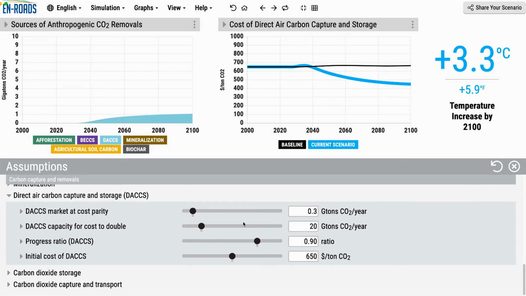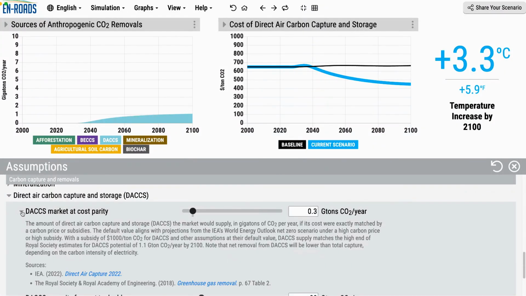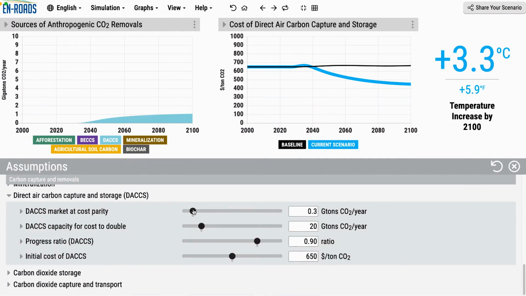The other way to imagine more growth and cheaper or more growth is a different estimate of the DACCS market at cost parity. As you can see in the assumptions, we have calibrated this to match the IEA's World Energy Outlook Net Zero scenario. That is, when the subsidy equals the cost, then you get the IEA's scenario for growth. This could be higher. So you could explore assumptions where this goes all the way up to Shell Horizon if that assumption is different. So you can explore very different dynamics.